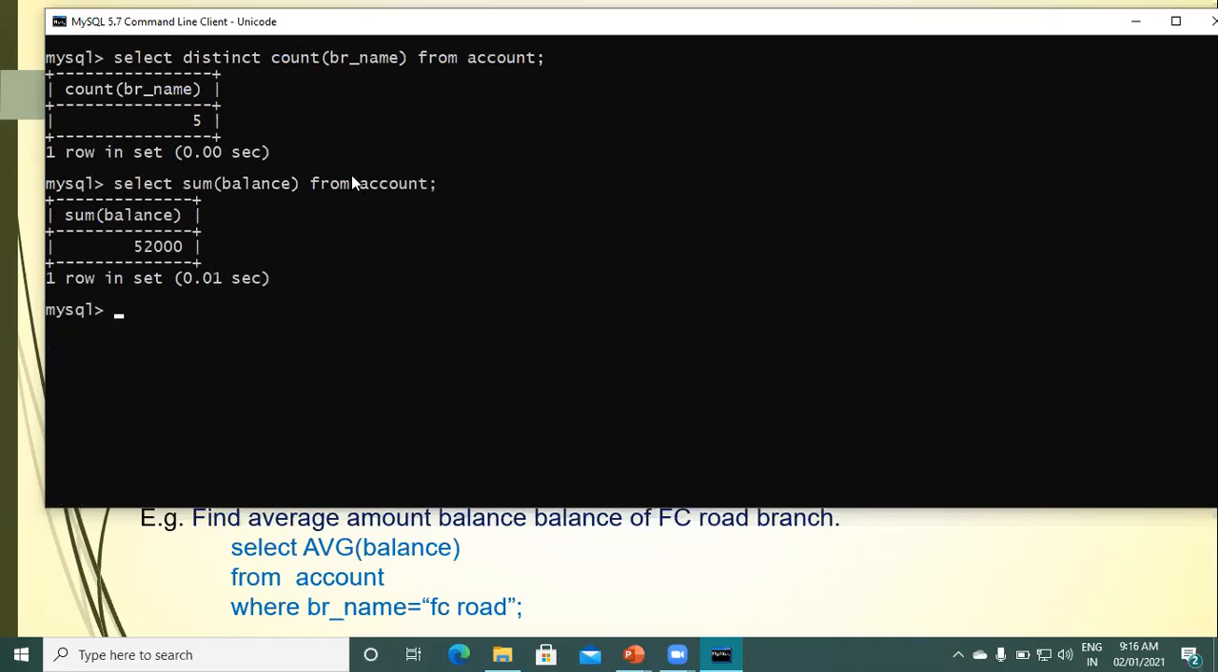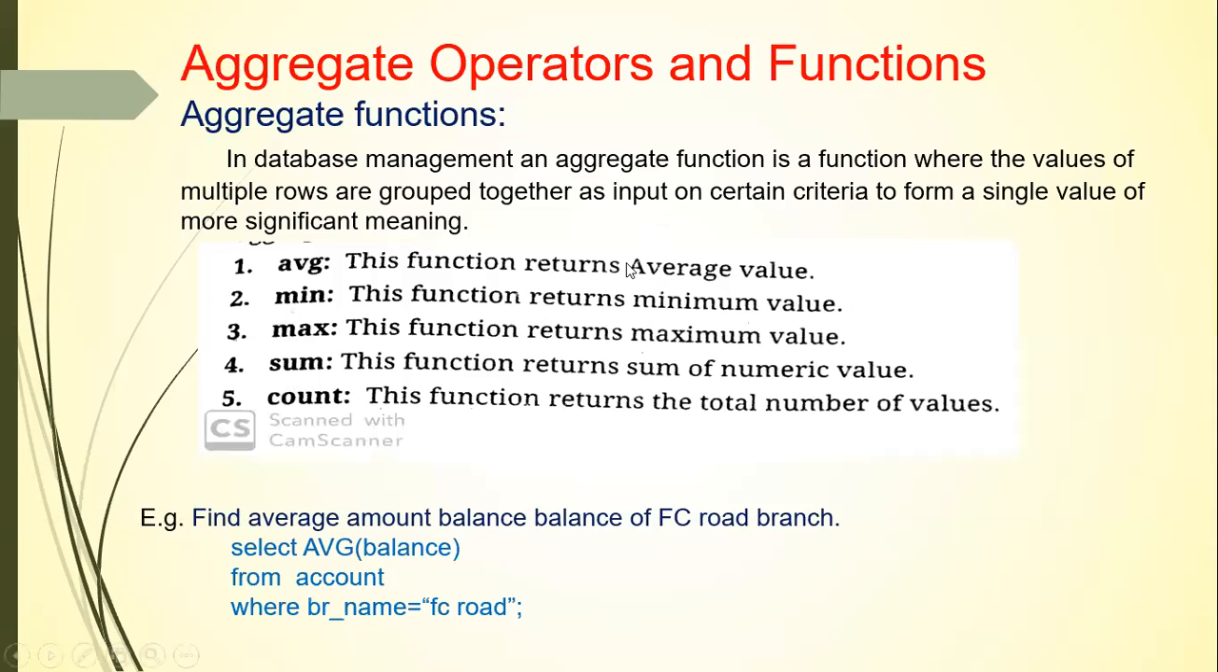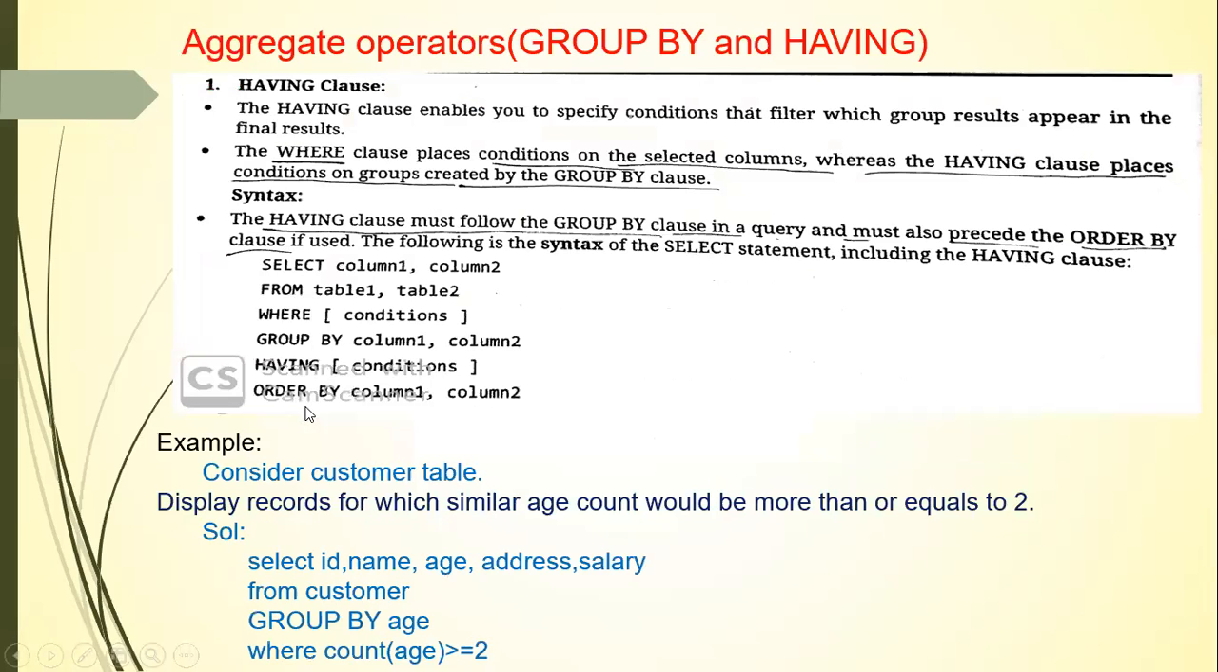And if you want to provide some restrictions on this sum of the balance, that is we have to get only the sum of the balance of FC road branches, or the sum of the balance of GP road only, we can mention the corresponding condition, where branch name or br name equals this, etc. Okay, this is nothing but the aggregate functions which are implemented with the help of the select clause, and we can use all these aggregate functions in a select clause.